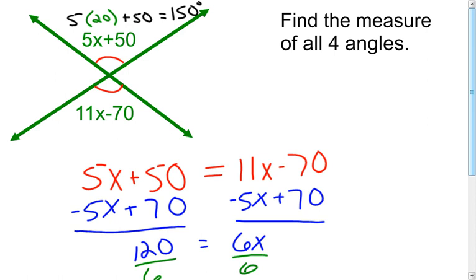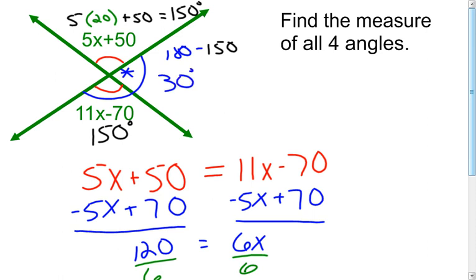Well, being I have vertical angles and I know they're congruent, that means that this one's also going to be 150 degrees. Now, it wouldn't be a bad idea to plug your x value back in there to check it. I could take 11 times 20, that's 220. 220 minus 70 confirms it's 150 degrees. Now, I still need to figure out the measure of this angle. Well, I know together these 2 angles are going to be supplementary. So I can take 180, subtract the 150 that I just found, and I'm going to find out that the measure of this angle is 30 degrees.